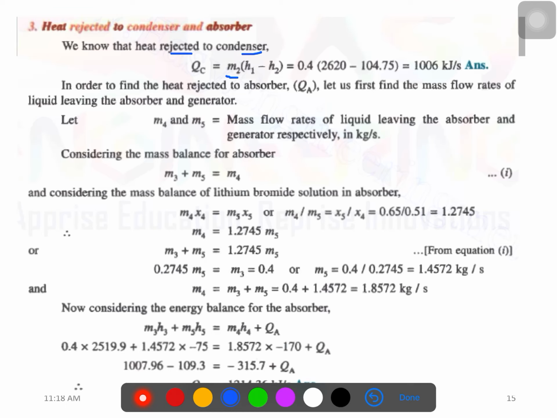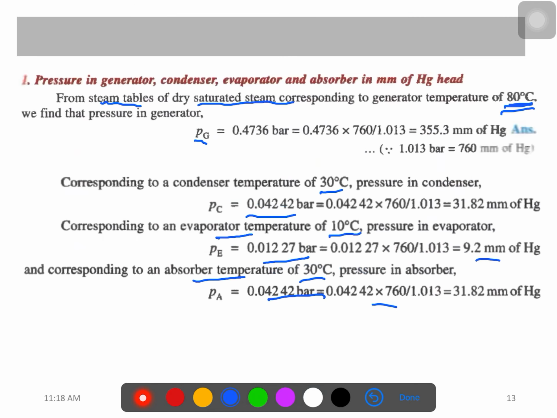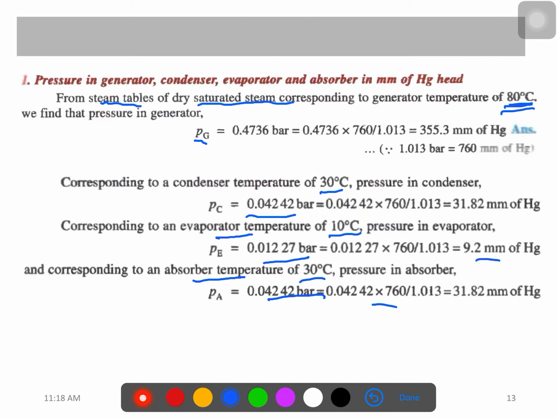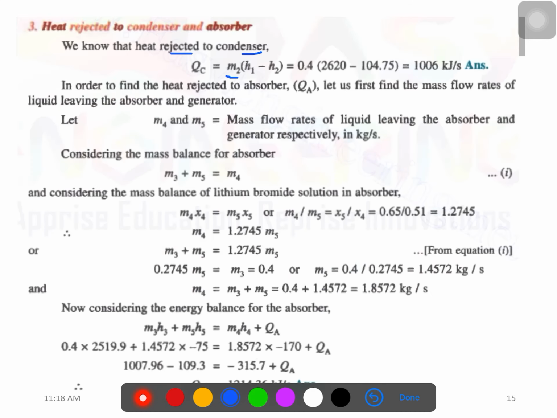H1 and H2. H1 is, I think, already given to you in the numerical problem. H1 is the enthalpy leaving the generator. Okay, this is given to you. H2 you already got from the steam table, so you can get this heat rejection in the condenser.